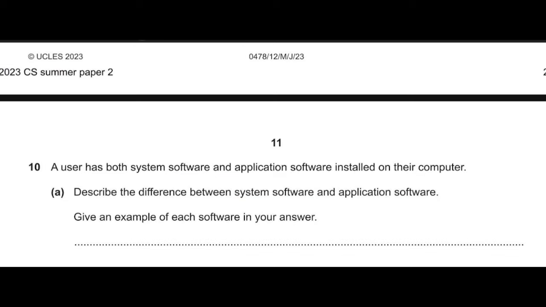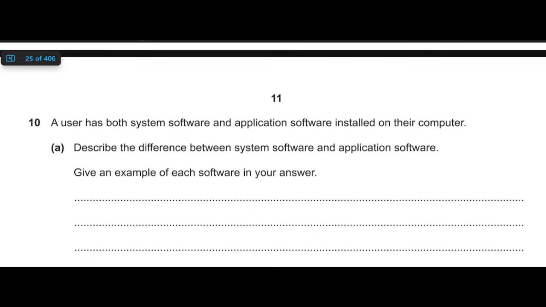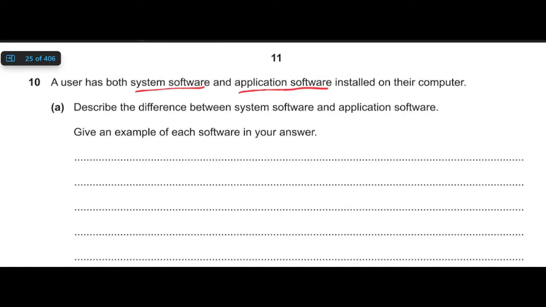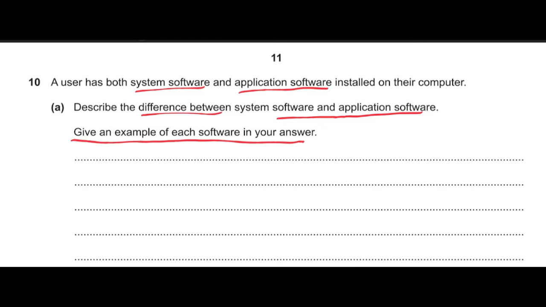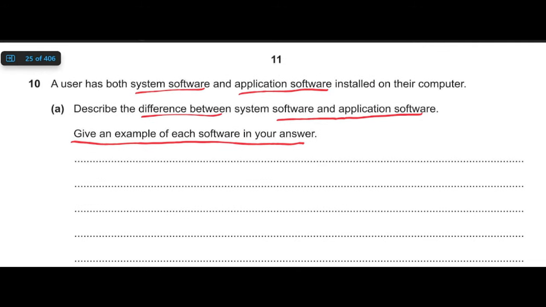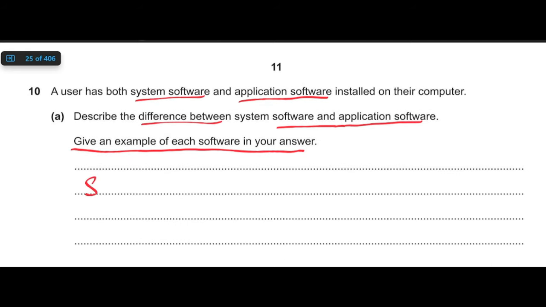Question number 10. A user has both system software and application software installed on their computer. Describe the difference between system software and application software. Give an example of each software. We need to give the definition of system software, and then the application software definition. Then we need to give one example of each. First, let's start with the system software.